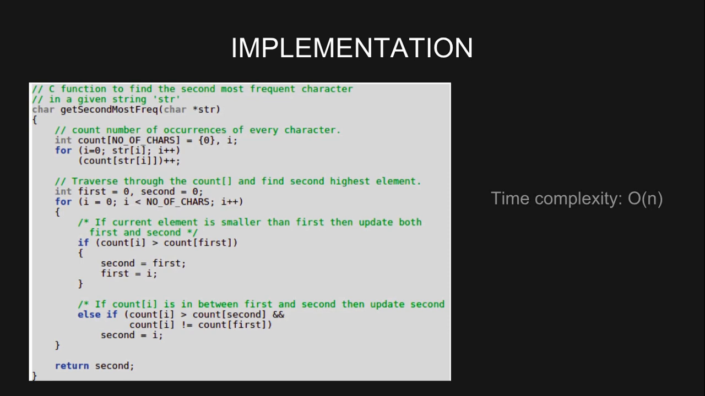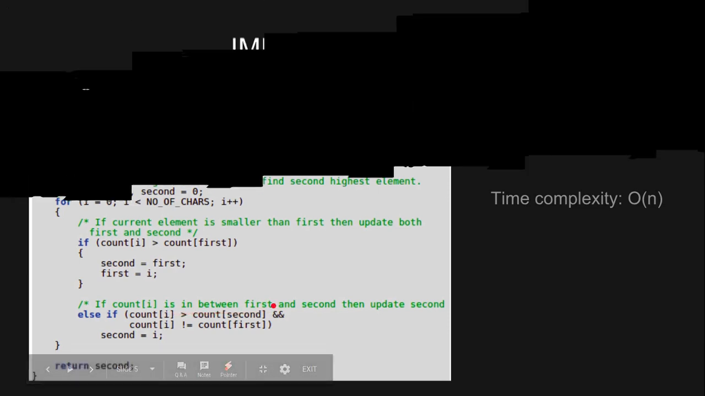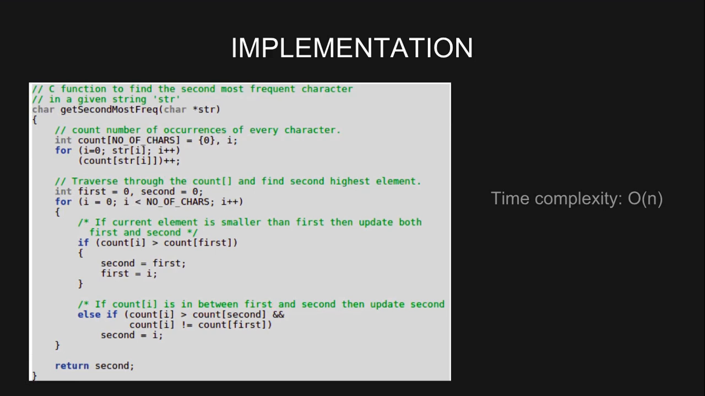Now, if the current element is greater than the first element, then we set second equal to first and first equal to i, the current index. Now, if the current element is greater than the second element but lesser than the first element, then we set second to be the current element. Finally, we return second, which is the second most frequent character in the string.